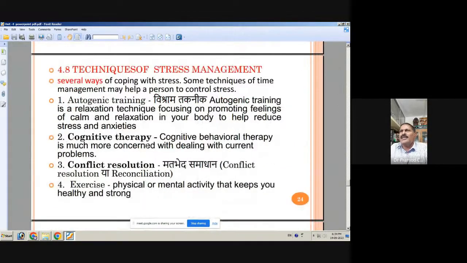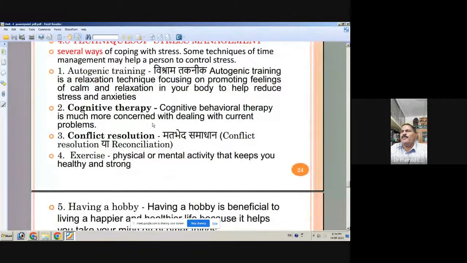But there are certain techniques of stress management. Several ways are there to cope with stress. One is autogenic training. Autogenic training puts our body in a relaxed manner. We will feel calm and relaxation of the body. We always want to take rest, and if we take rest, the body will rest, then automatically it helps to reduce stress and anxiety.